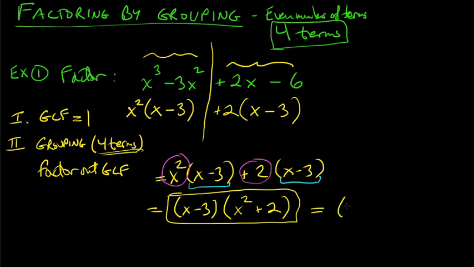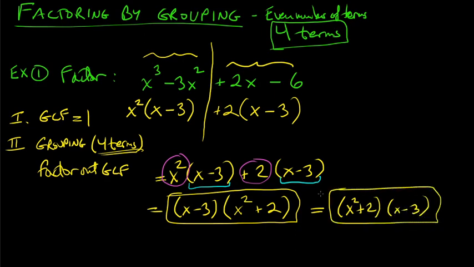If you'd rather switch the order and write it as x squared plus 2 times x minus 3, that's okay too. Order does not matter when you're multiplying. I'm sure you all know that. 3 times 5, 5 times 3, same thing. So same thing here. If you switch the order of the factors, you get the same thing.